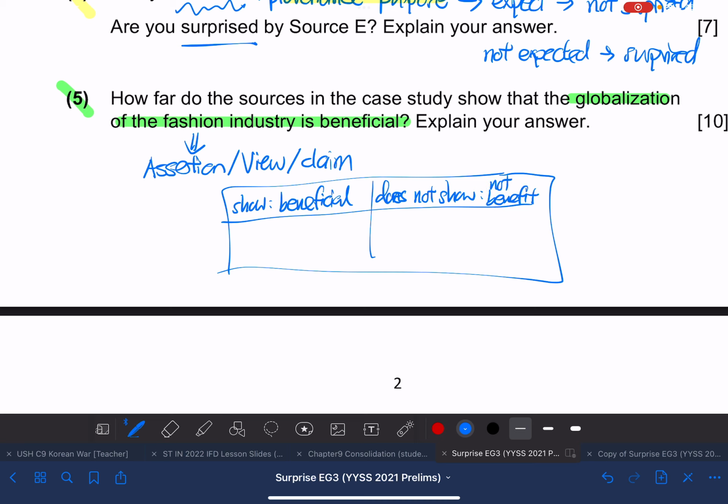Okay, then as we go along through the different sources, you're going to fill in this table. Maybe as you read source A, you might say, oh, okay, the globalization of the fashion industry is beneficial, you write there. But maybe if you read source B, it shows that it does not benefit, you write source B. So on and so forth as you go through the different sources. You come back to page 1 to fill up this table. This is going to be very important and very helpful when you write your assertion practice answer.